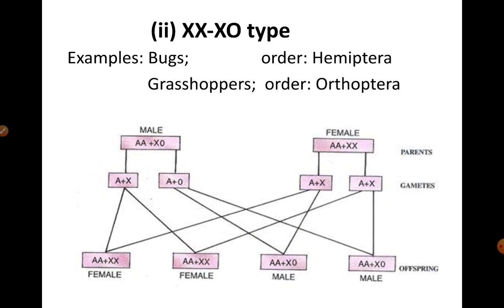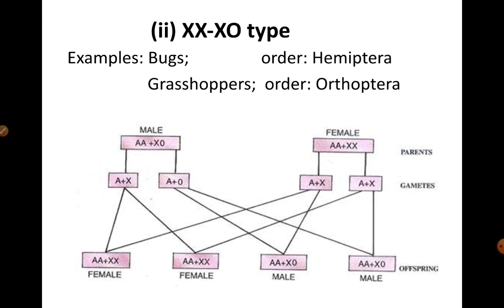So females represent two similar sex chromosomes, whereas males represent XO. X is for one sex chromosome and O represents lack of the other sex chromosome. So here females will have two sex chromosomes, that is X and X, while the males have only one sex chromosome. There is no second sex chromosome. Therefore, the males are designated as XO and the females are homogametic here, and hence they produce similar kind of gametes which contain autosomes with X chromosomes.